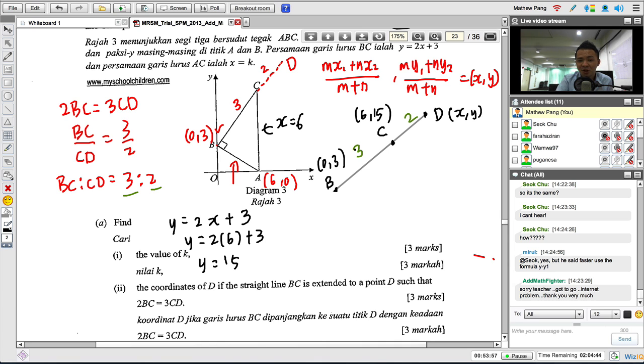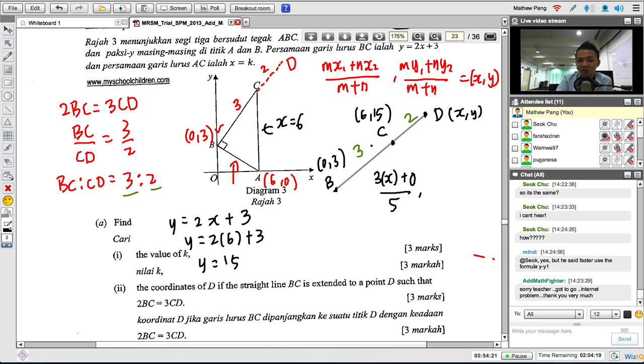We always use the ratio m:n, where we multiply m by the further coordinate. M cannot multiply the nearer one. So it will be 3 multiplied by the further one, which is x plus n, which is 2, multiplied by the further one, which is 0. 2 multiplied by 0 is just 0. M plus n is over 5.